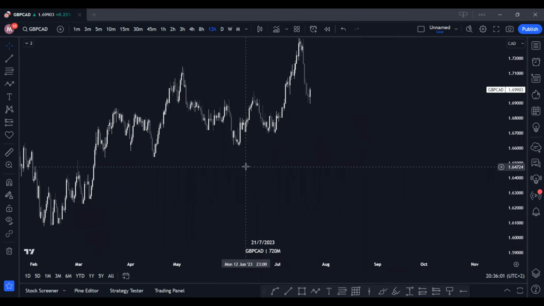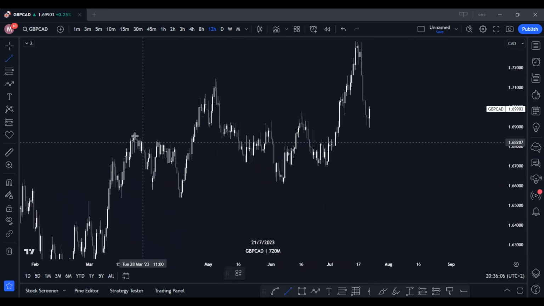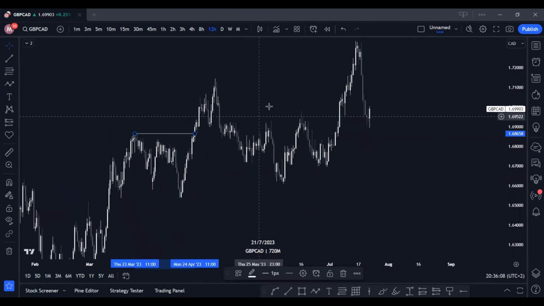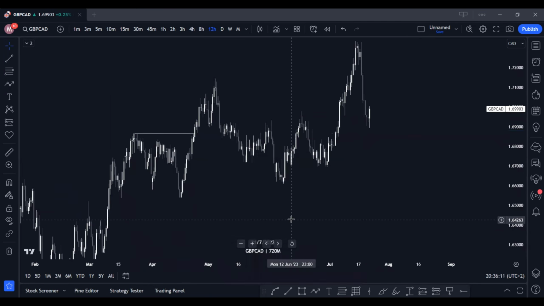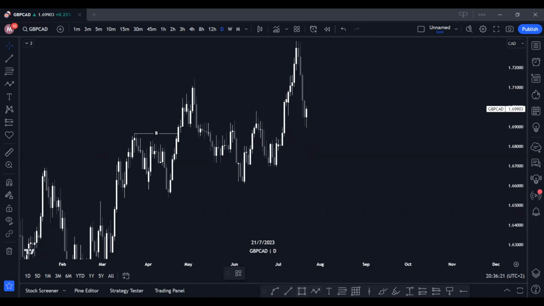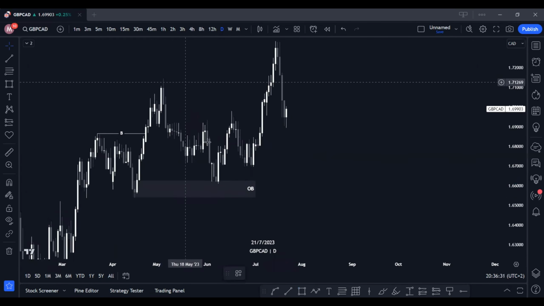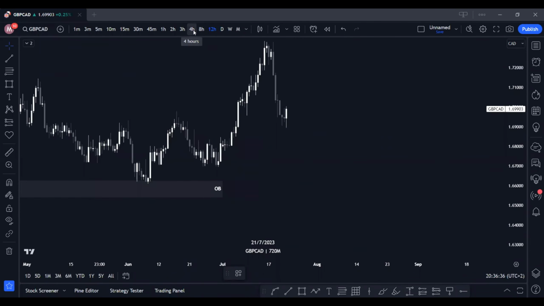Okay, so for the pound CAD symbol analysis here, what we had is this break of structure here, and price respected this demand zone on the daily chart, respected this order block on the daily chart here. And immediately when price tapped us into our order block, let's just move on to the lower time frame.